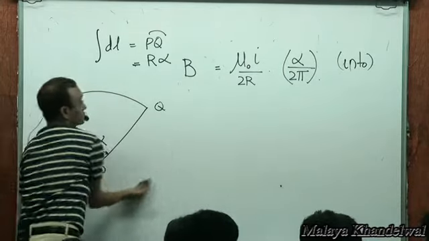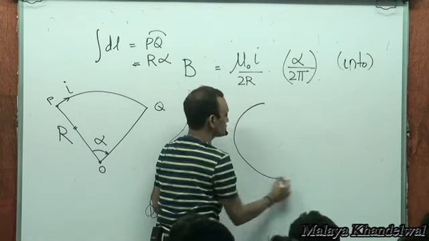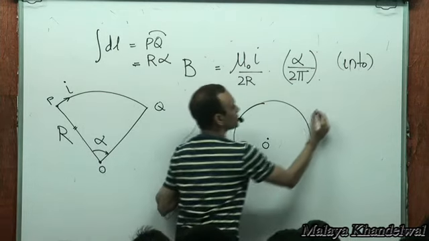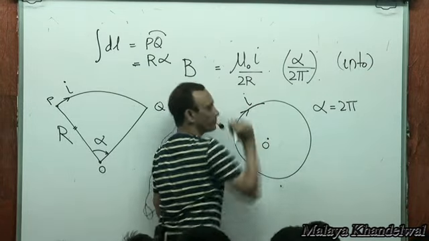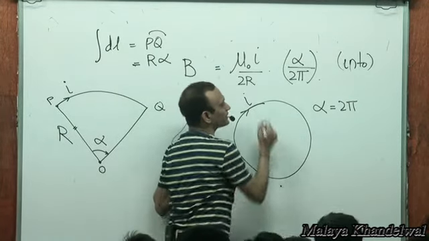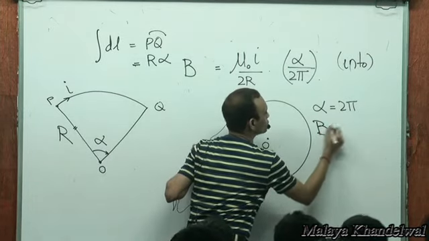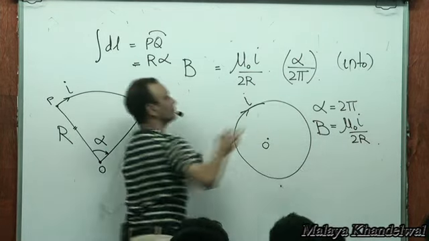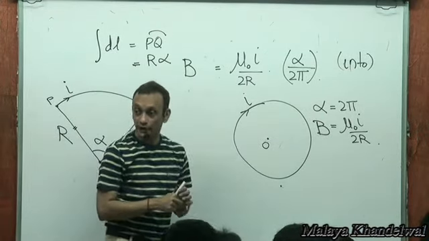Now, when this becomes a full circle, alpha becomes equal to 2 pi. If this becomes a full circle, this is the case where alpha is 2 pi. And if this was the direction of the current, which is clockwise, as you can see, then the magnetic field would be into the plane of the board and would be of magnitude B at O equal to mu naught I divided by 2r. Mu naught I divided by 2r would be the magnetic field. In this case, it would be into the plane of the board.